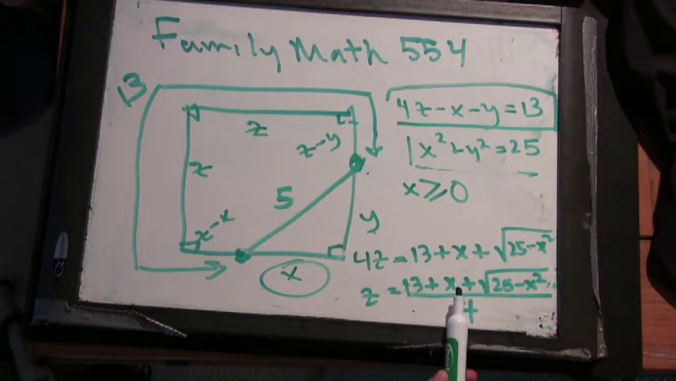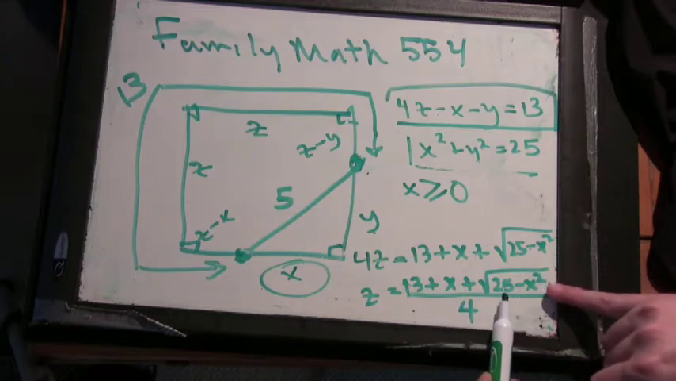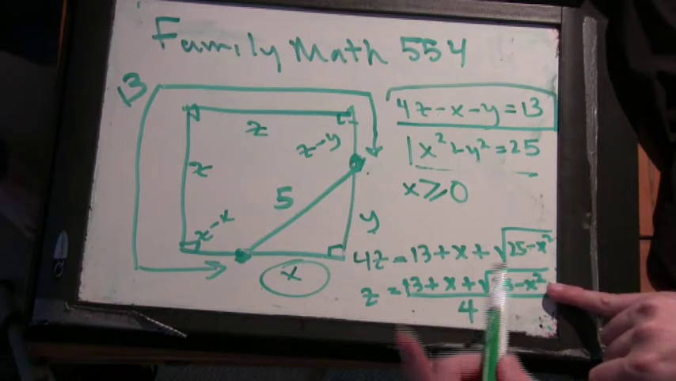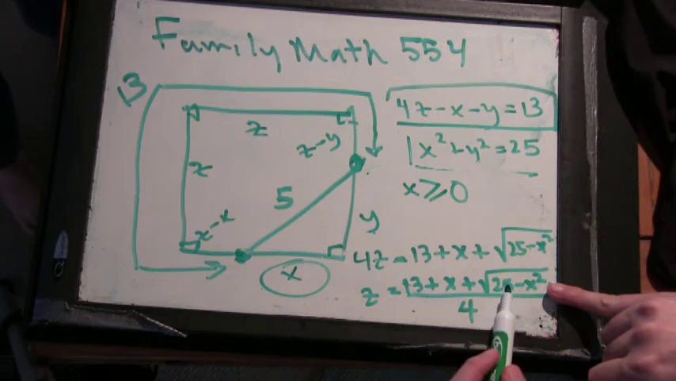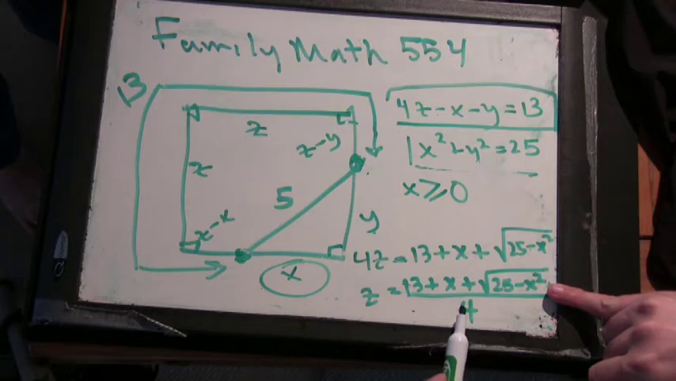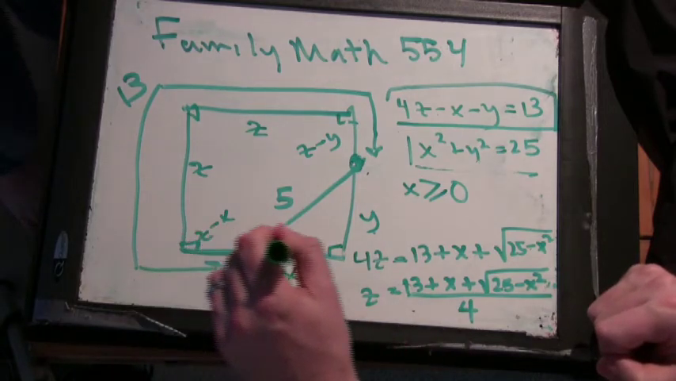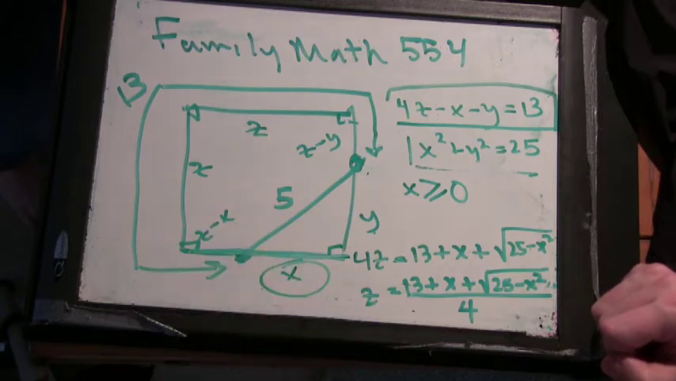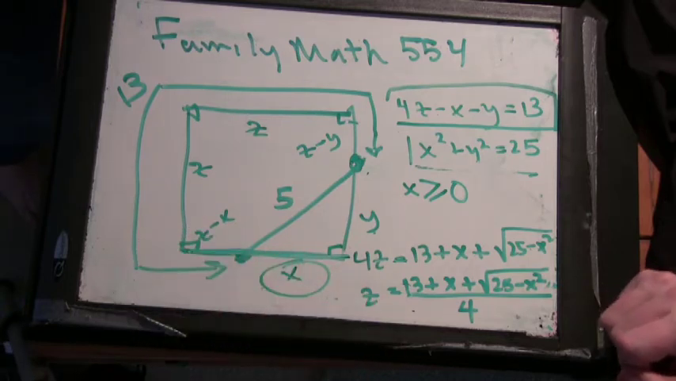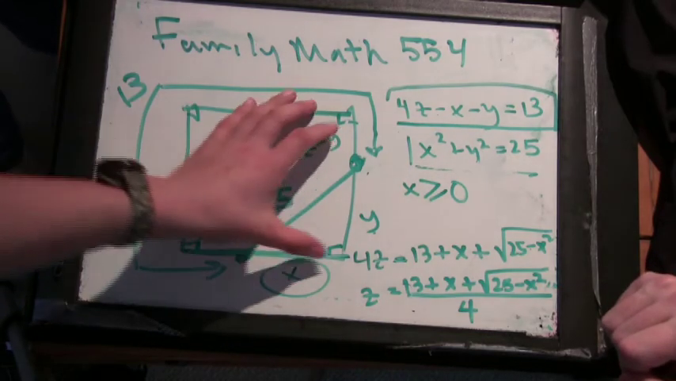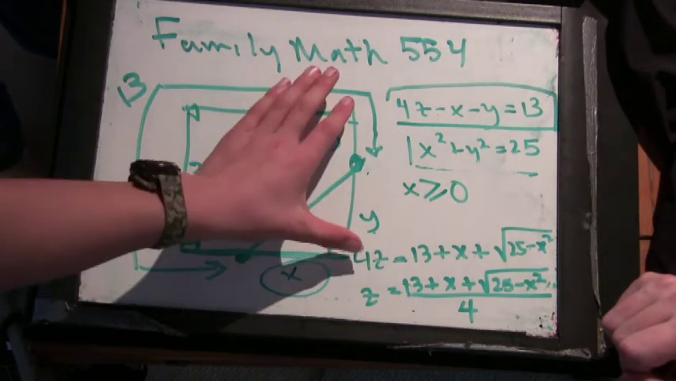If we make x equal 0, this square root becomes the square root of 25, which is 5. So I get 13 plus 5, which is 18, divided by 4. It's 9 halves, which is 4.5. So the side length of the square would have to be 4.5 if x was 0. But does that work? No, because you have this length of 5 that has to be less than the side. Ah, okay.